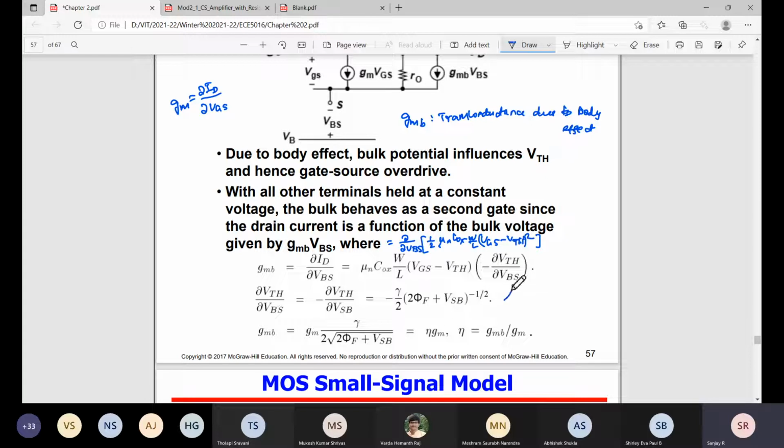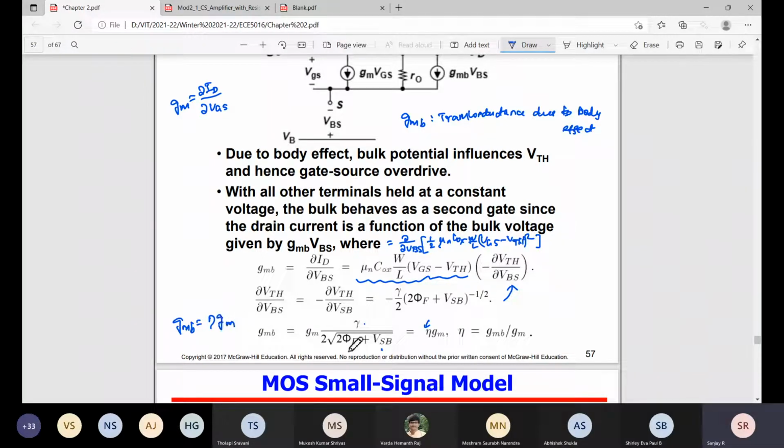So let's substitute this expression here. This term, mu n Cox W by L (VGS minus VTH), is gm. So finally I can write gmb equal to gm into gamma divided by this term. I can simply write this as some constant eta. So gmb equals eta into gm, because gamma is constant, phi f is constant, and VSB is a known voltage. So now you understand gmb equals eta into gm.